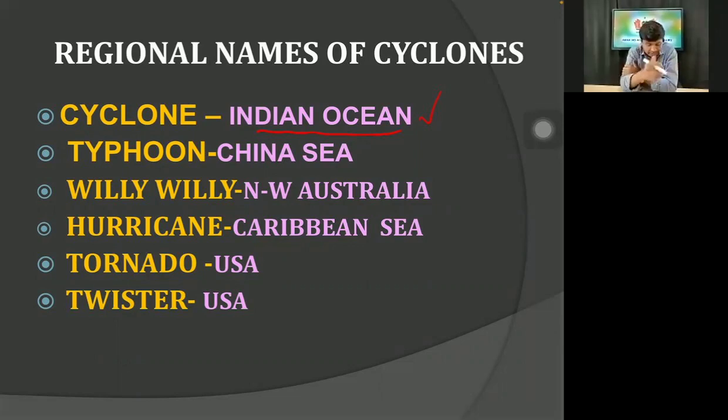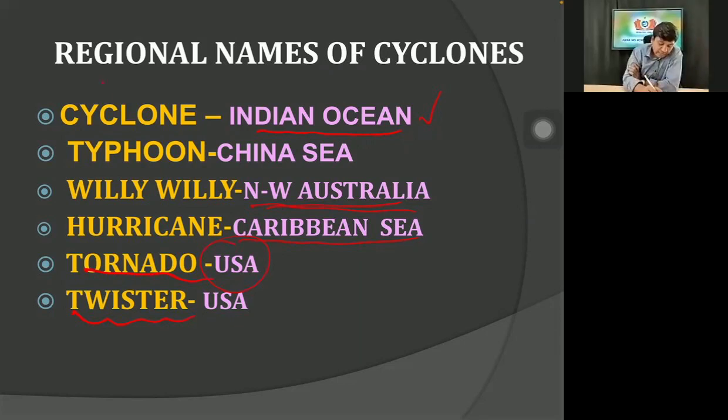It is known as hurricane in the Caribbean Sea, and as willy-willy in the northwestern part of Australia. It is known as tornado in the USA, and also as twister in the USA. So these are the different names of the circular wind or circular storm. In India or the Indian Ocean, it is known as cyclone. That is very, very important.